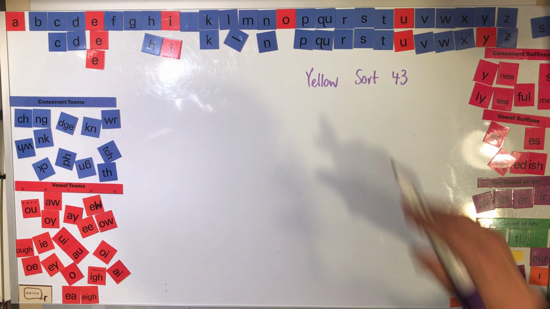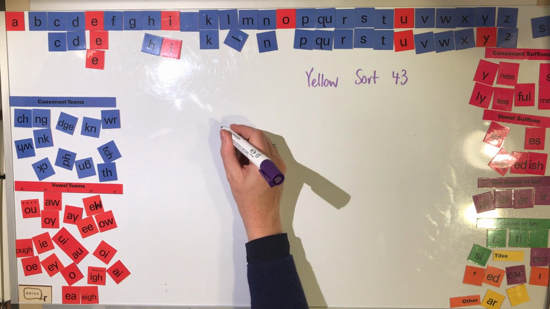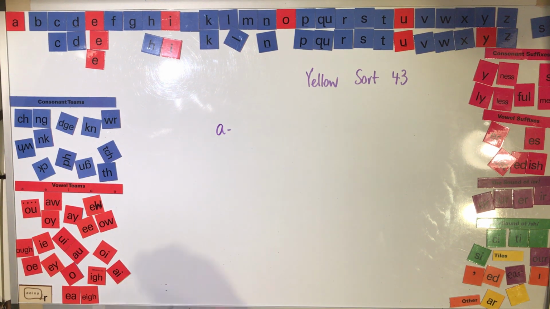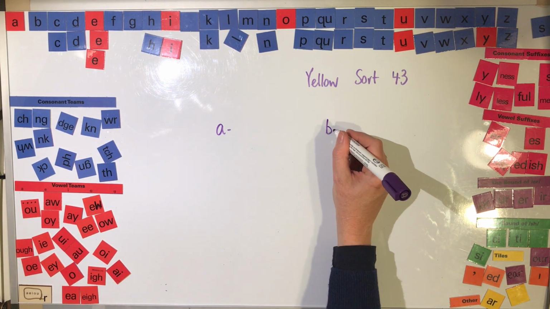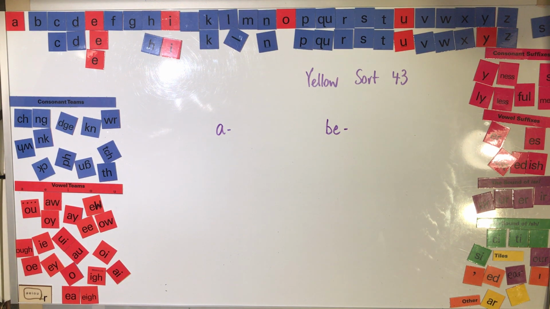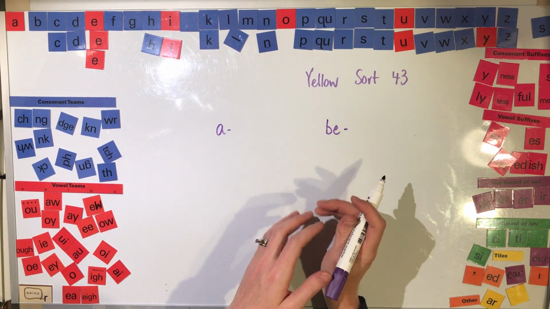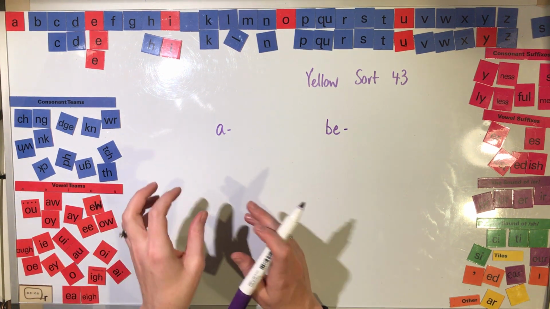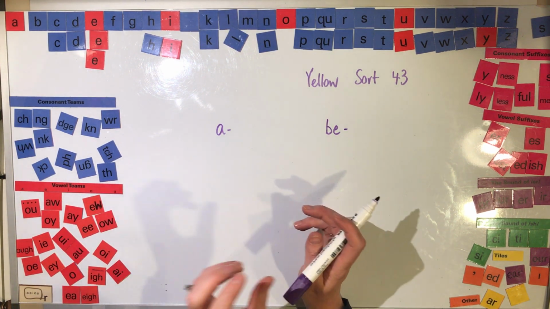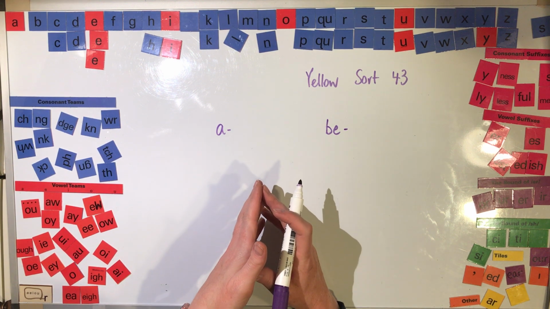Okay, we are going to look at yellow sort 43 words. And the words we're looking at today are words that begin with A and words that begin with B. Now, the last 2 weeks we have been looking at words that ended in TCH and CH. And the week before that we were looking at DGE and GE, and how you decide which one of those to use.